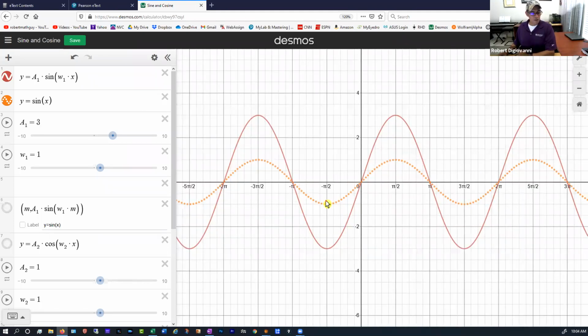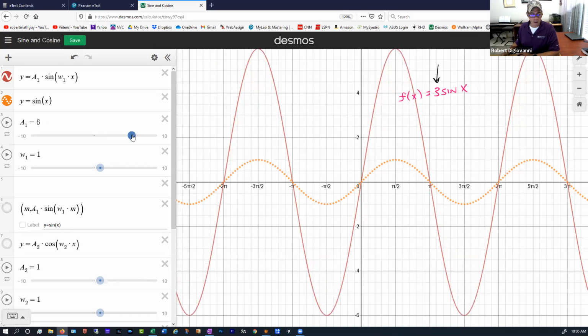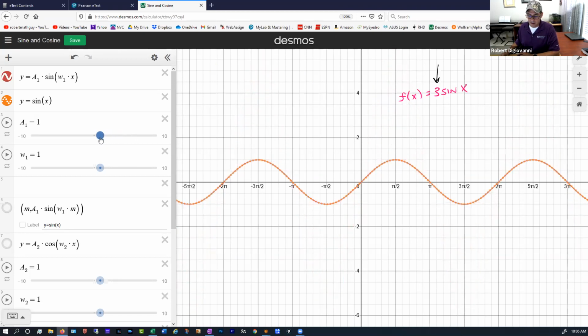Yep. So let me just show you. We're looking right now at the red one, which is f of x equals 3 sine of x. And what I'm about to do is change that number 3 and just watch what happens to the graph. I'm going to make 3 bigger. If I make 3 bigger, it stretches it out further. If I make 3 smaller, I can even make the number in front a fraction, like 0.4. And look what's happening to it, right? It's getting smaller.